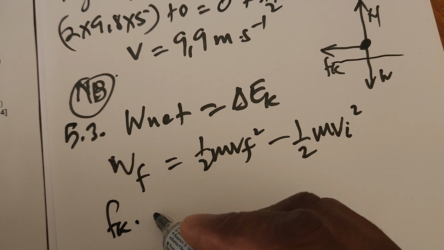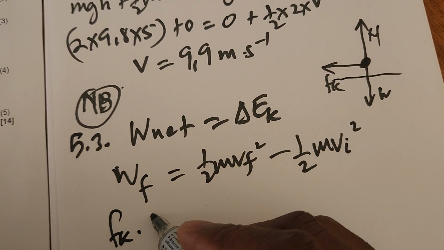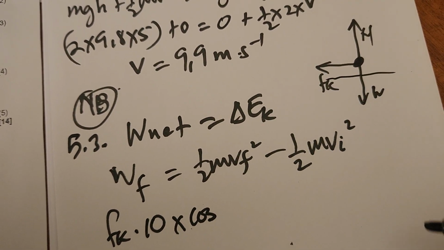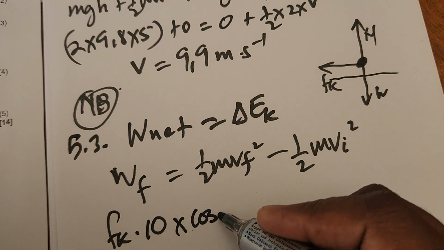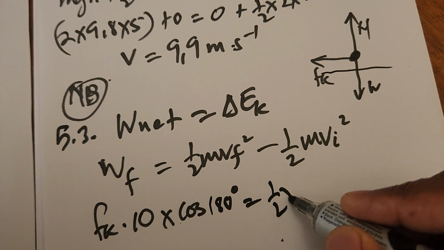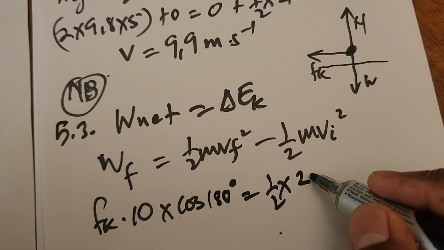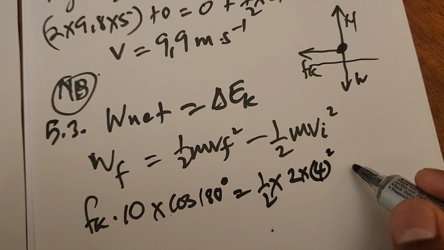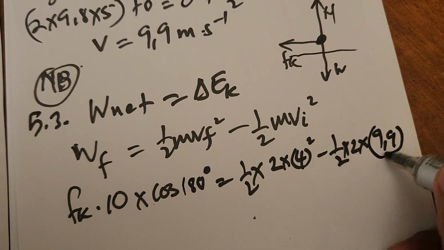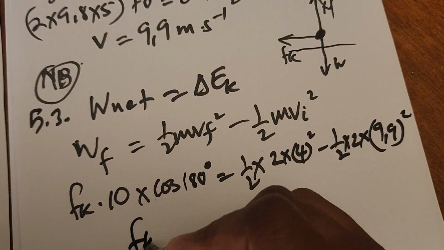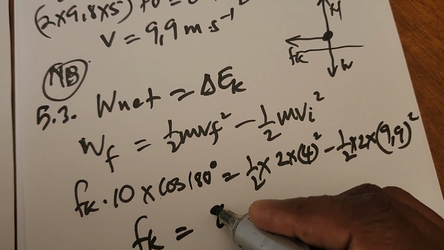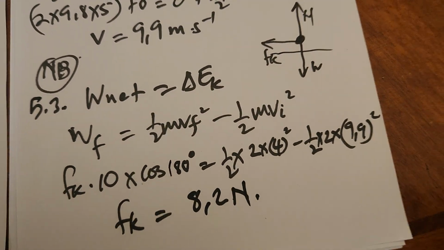Work done by friction is the one we are calculating. Frictional force times delta x, which is given as 10 there, multiplied by the cosine. Friction is doing negative work. You can see the motion is going to the right, friction is to the left. Therefore, it's always doing negative work, equals half of 2 multiplied by 4 squared, which is the final, minus half of 2 multiplied by 9.9 squared. If you use your calculator here, you'll find that the kinetic friction will be 8.2 Newton. That's how you do it.